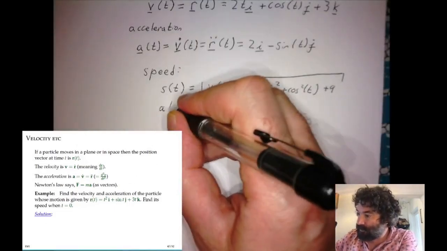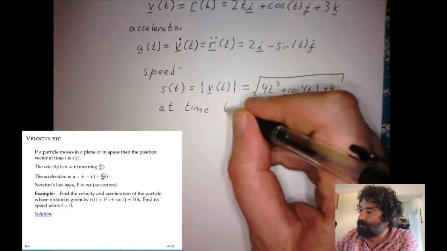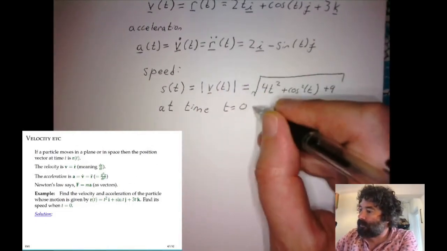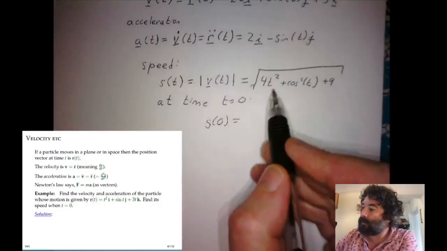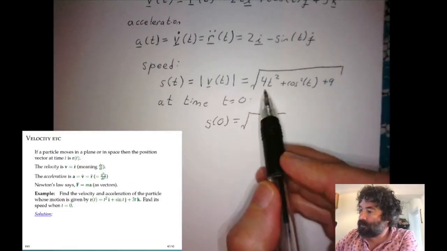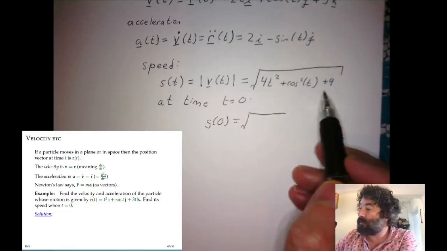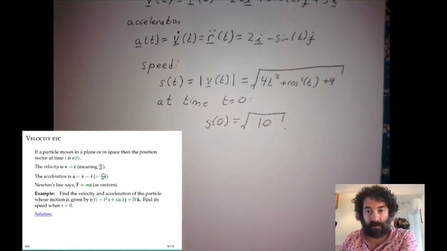So let's finish off the problem by saying at time t equals 0, the speed would be what we get when we plug 0 in for t here. It's the square root of 0 plus 1 plus 9, so that's the square root of 10. So the speed here would be the square root of 10.